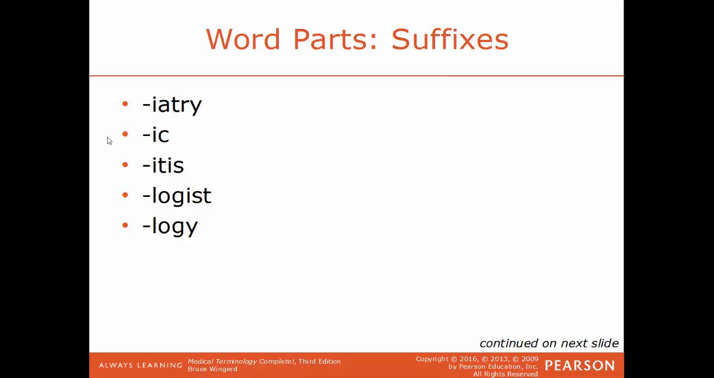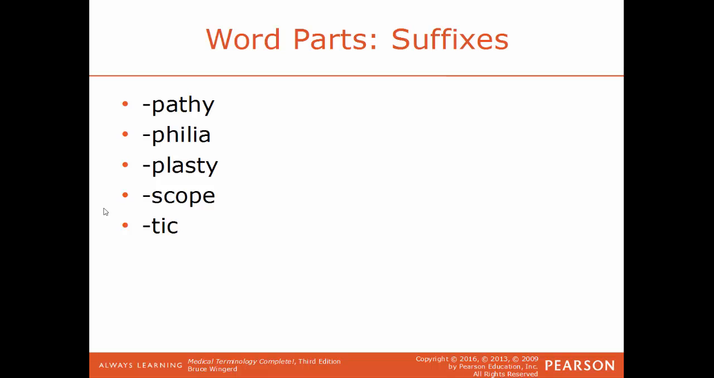The suffix ic means pertaining to. So gastric is pertaining to the stomach. Itis is the inflammation of. The suffix logis, the person who studies. So a biologist is someone who studies bio or life. And the suffix logi means the study of. So cardiology, the study of the heart, it's cardio. A cardiologist is the professional who studies the heart.